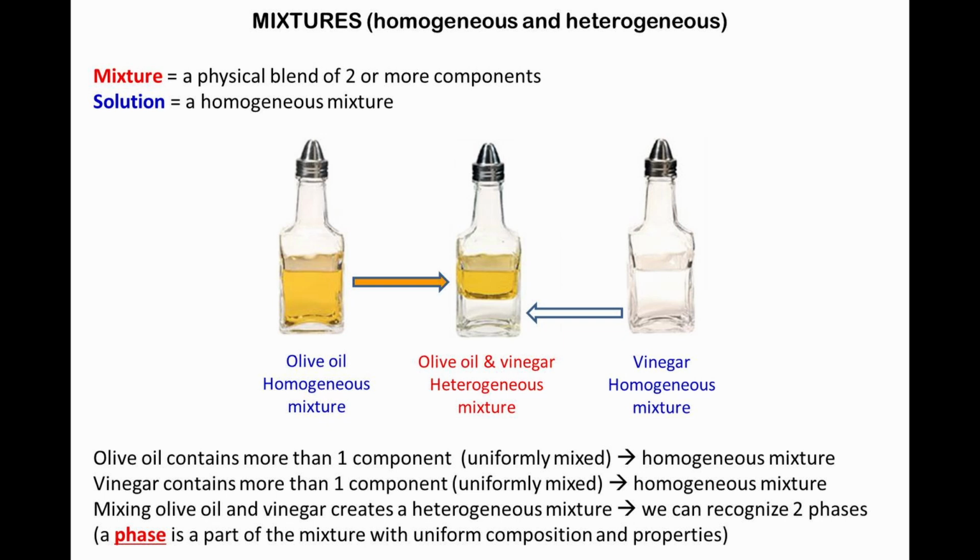Olive oil is a homogeneous mixture, because it contains more than one component, uniformly mixed. Vinegar is a homogeneous mixture as well, since it contains more than one component, uniformly mixed. Mixing olive oil and vinegar creates a heterogeneous mixture. We can recognize two phases. A phase is a part of the mixture with uniform composition and properties.